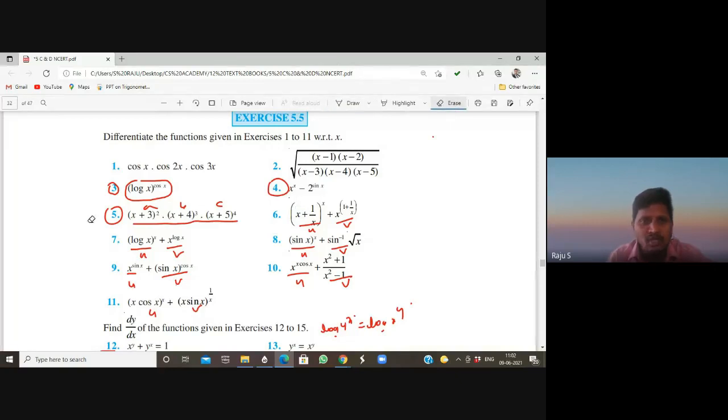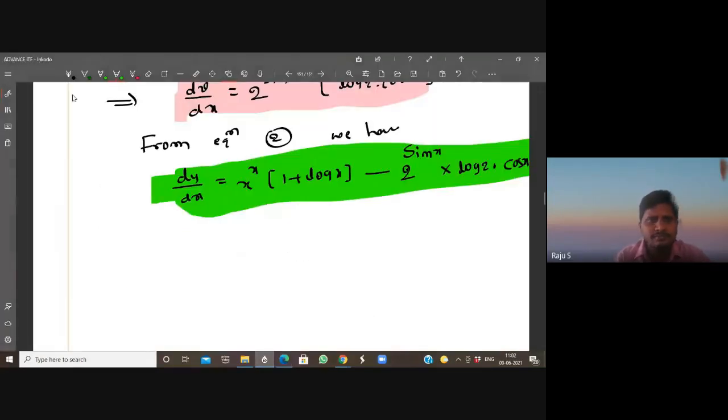Start with question number 6 instead of 5, because question number 5 is very easy compared to the others. We can apply log on both sides, then apply the log ABC formula, and you'll get the answer. Anyhow, after doing all the questions, we'll again go for question number 5. So, question number 6.